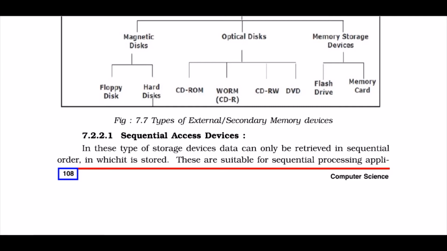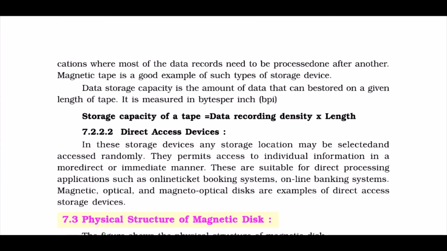They are suitable for sequential processing applications where most of the data records need to be processed one after another. They are best for first generation and second generation computers where information was processed step by step. Data storage capacity is the amount of data that can be stored on a given length of tape. So, in sequential devices, what is the storage capacity of any tape? It is the data recording density, how much data we can store in a length of the tape.